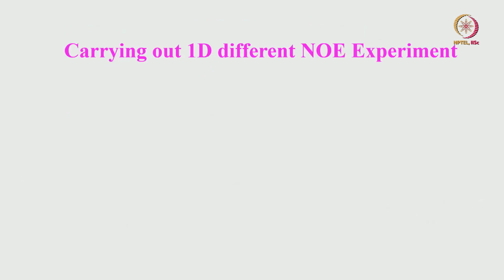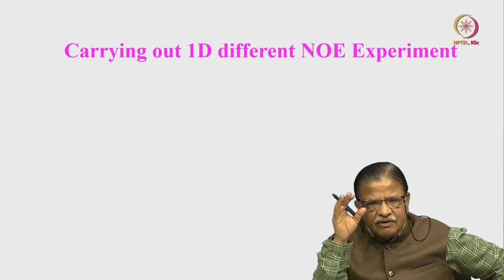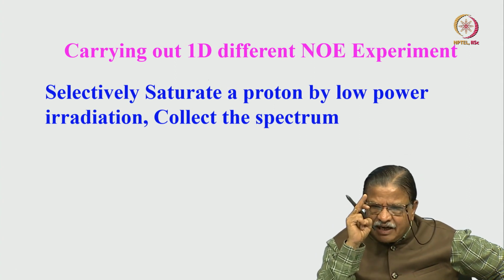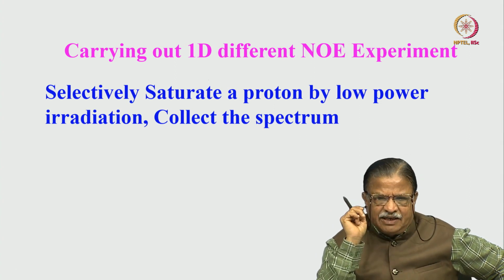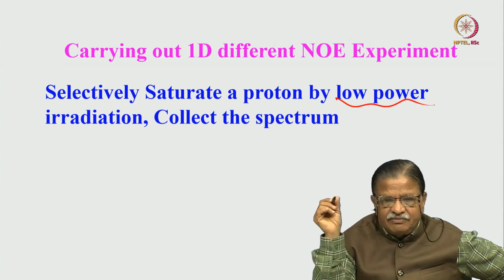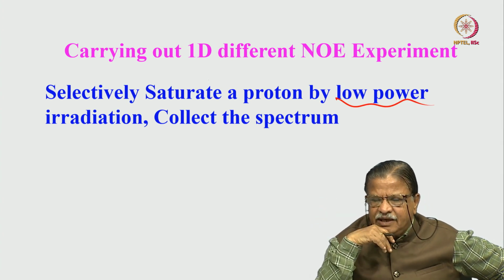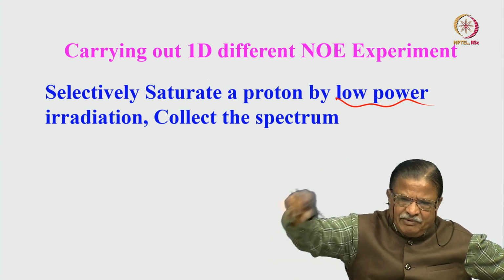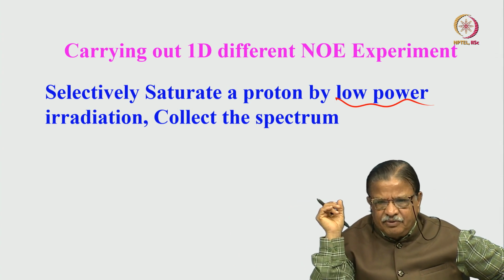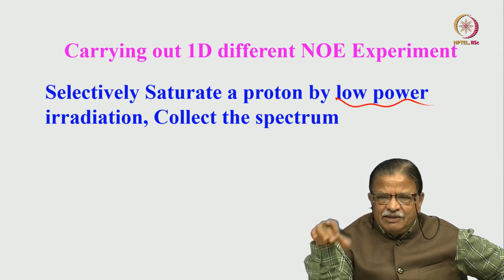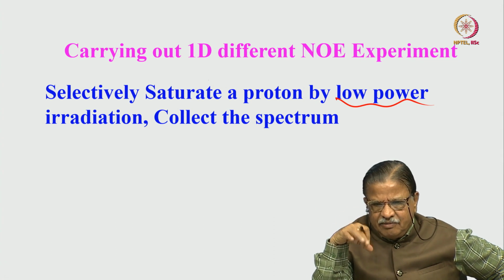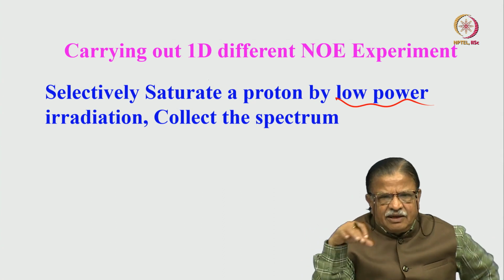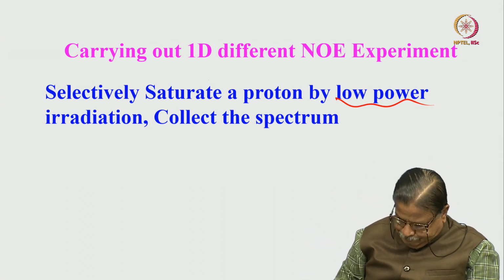Then how do you carry out this 1D difference NOE experiment? Very easy. All that you have to do is selectively saturate a proton or a particular spin or signal by a very low power RF. I showed the pulse sequence in the previous slide. Very low RF, pre-saturate, apply a 90-degree pulse and collect the signal. That is what we do. That is a simple one-dimensional experiment. The only thing is that pre-saturation is done before applying the detection pulse, that 90-degree pulse, to pre-saturate the selected signal.